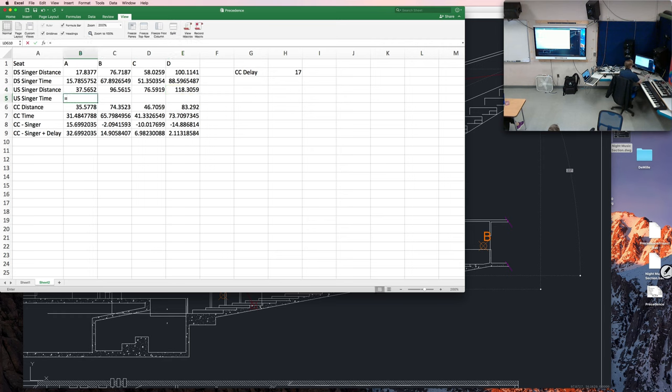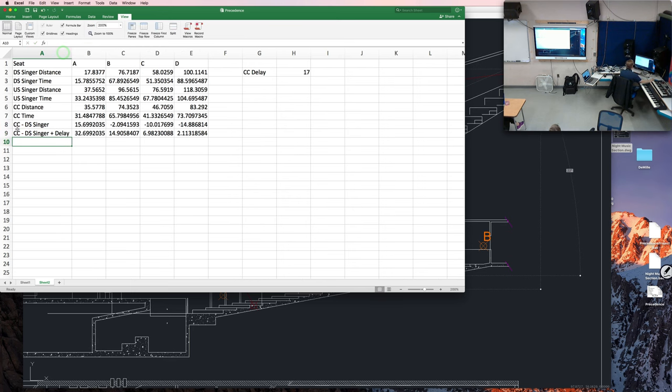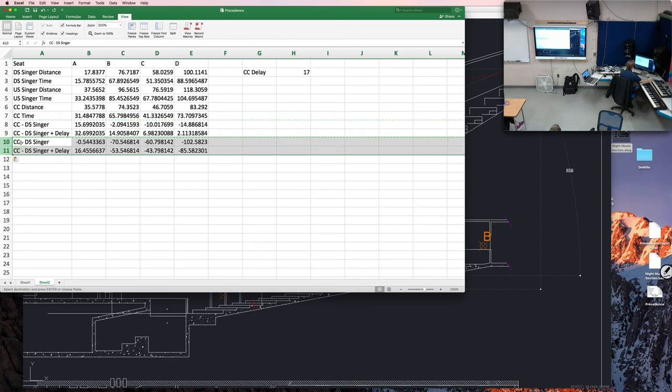Okay, and now I just need to convert that to milliseconds. So take distance divided by 1.13. Boom. All right, so I need to relabel this. This is for downstage singer. This is for downstage singer. And now I've got to do the same thing for the upstage singer, don't I? So if I just copy these, put it down there.